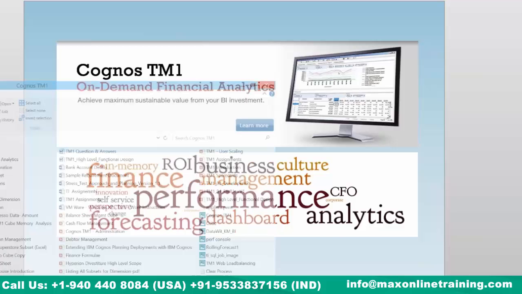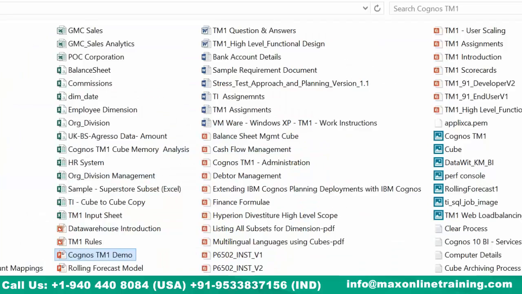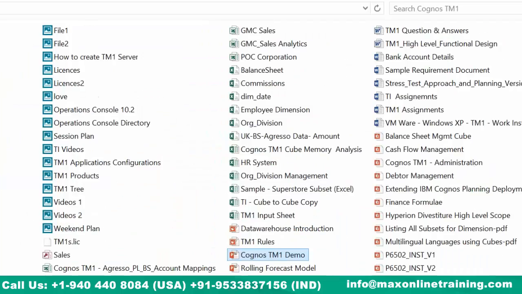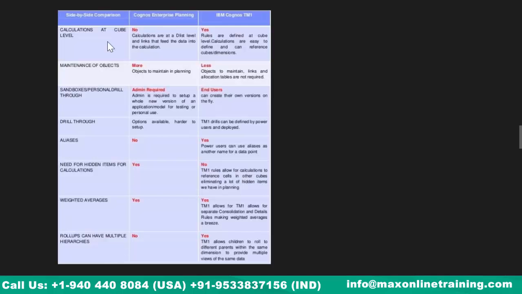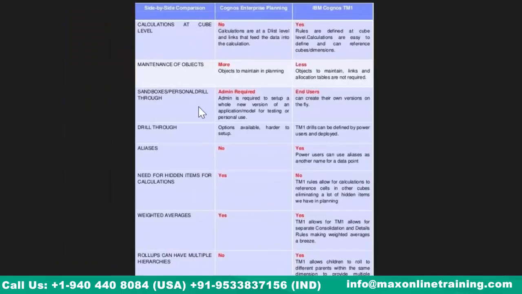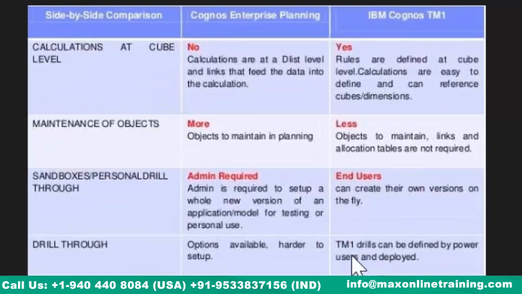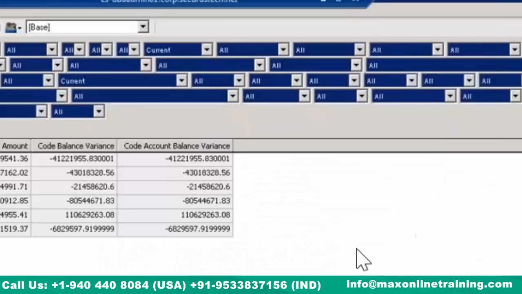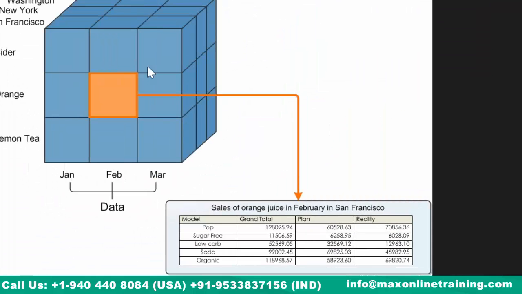When I talk about the multi-dimensional concept, I have a diagram. You can see the comparison chart here, which I'm going to share with you: planning versus TM1, what is available in planning, what is not available in planning, and what is available in TM1. You can see the comparison chart from here. Here is a diagram. The multi-dimensional concept you can see from here.